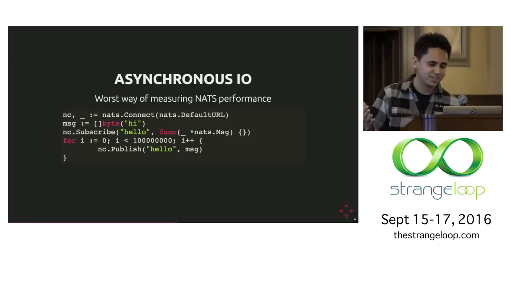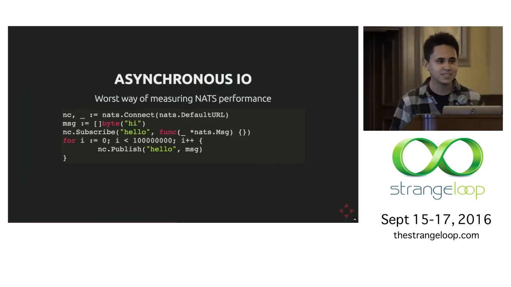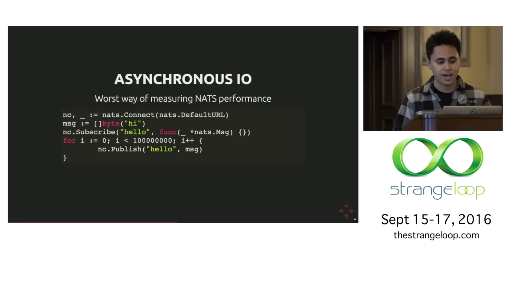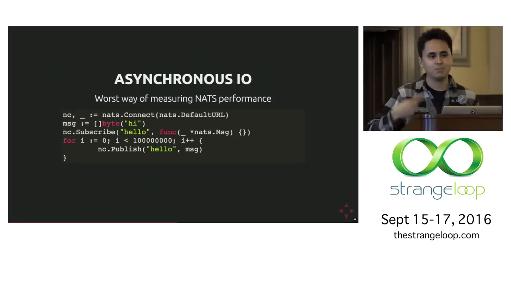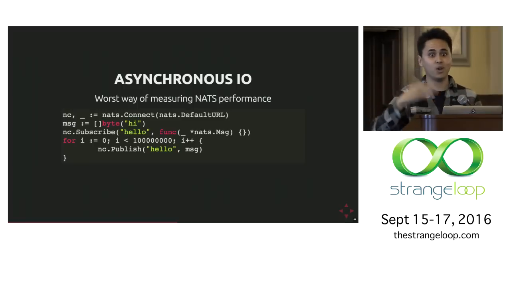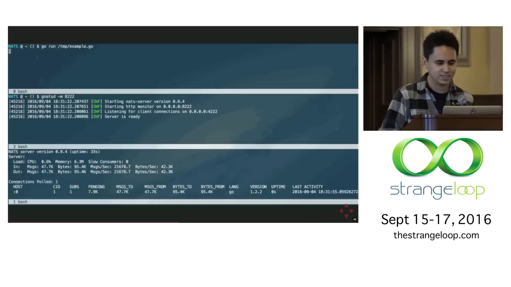Coincidentally, this is one of the worst ways of measuring NATS performance. Sometimes there are new users of NATS, and they hear that it has good performance and it's really fast. So they make this simple loop where they're sending as many messages as possible, and they have this other subscription, and they try to measure how long it took from start to finish consuming all of these messages. And it's quite funny what happens when you try to do this.